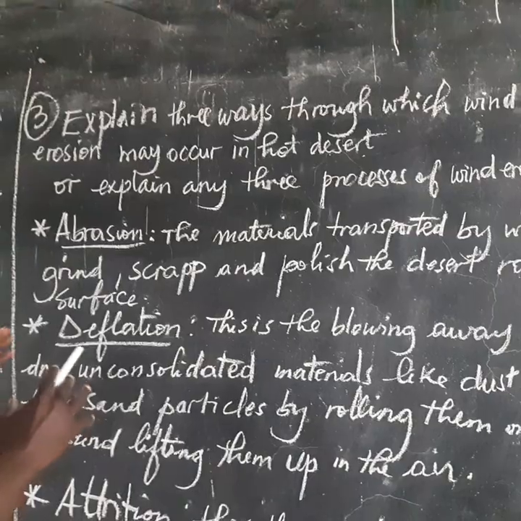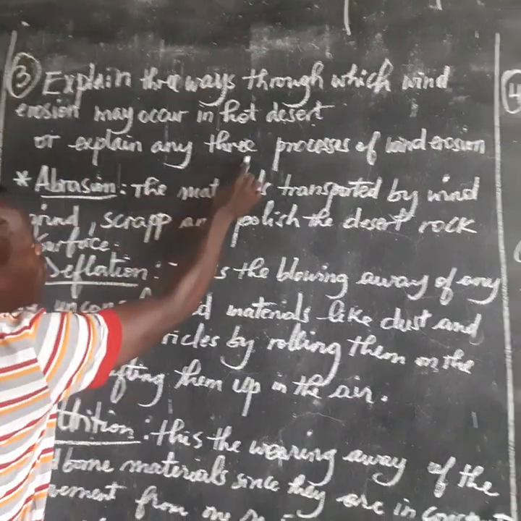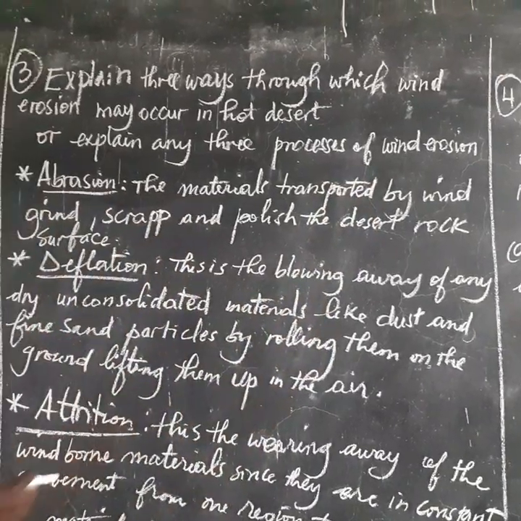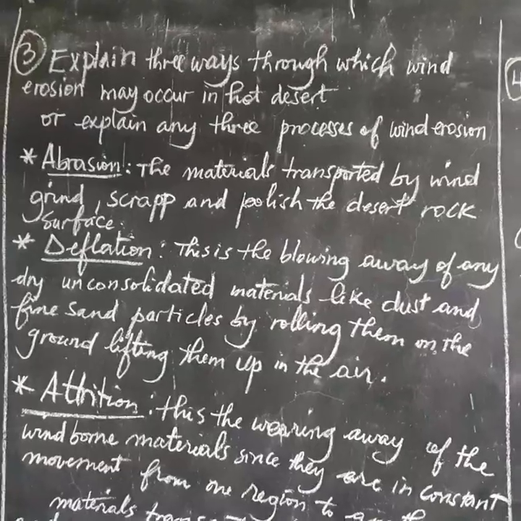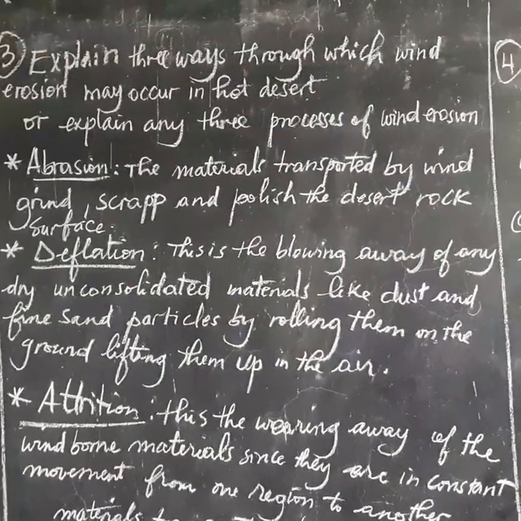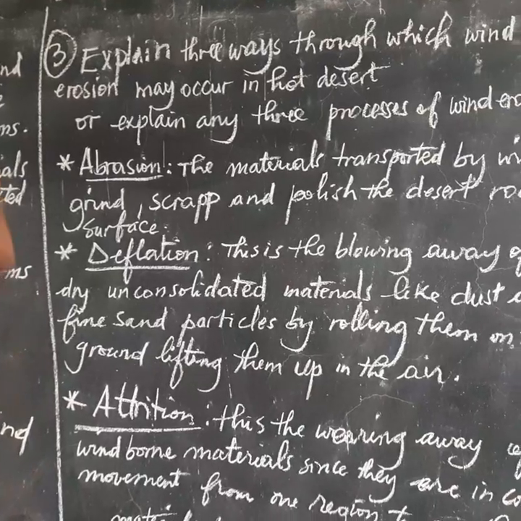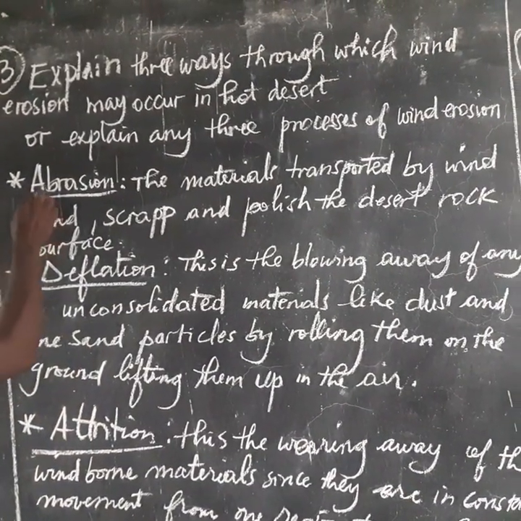So this question can also be asked in this way: explain any 3 processes of wind erosion in desert. So we are going to see the processes through which materials are eroded in the desert. Those are the main processes of wind erosion in the desert. Let's start with process number 1.